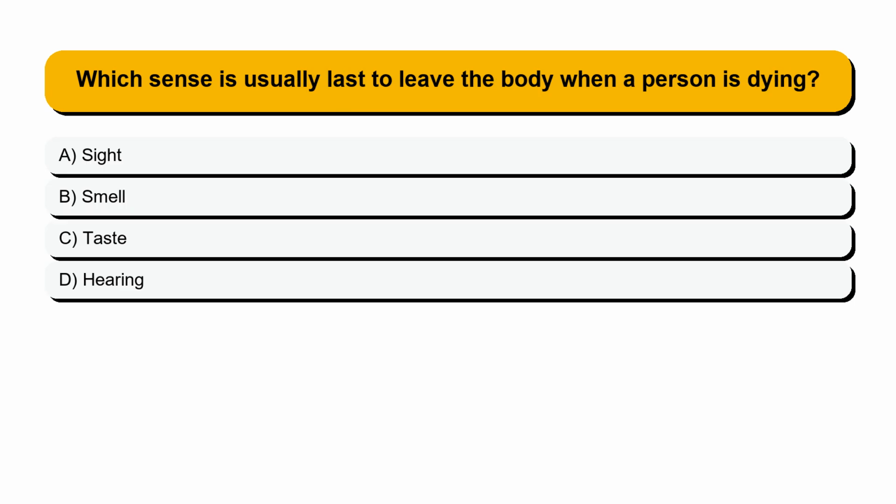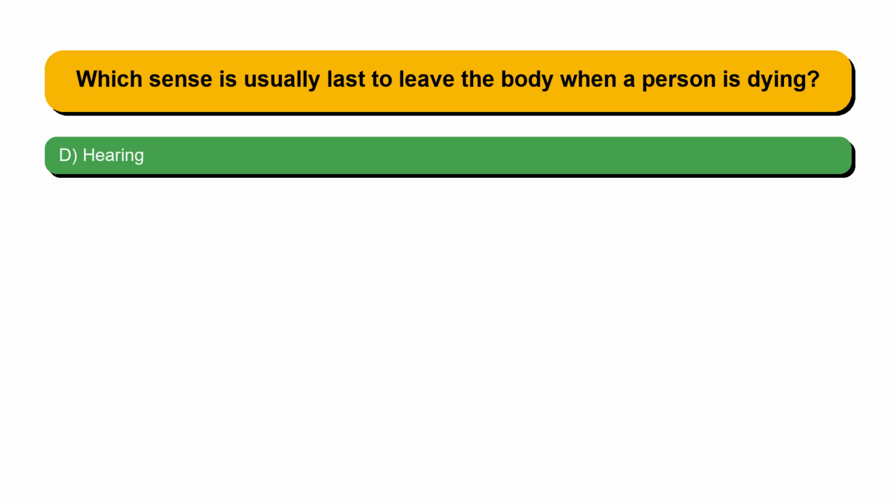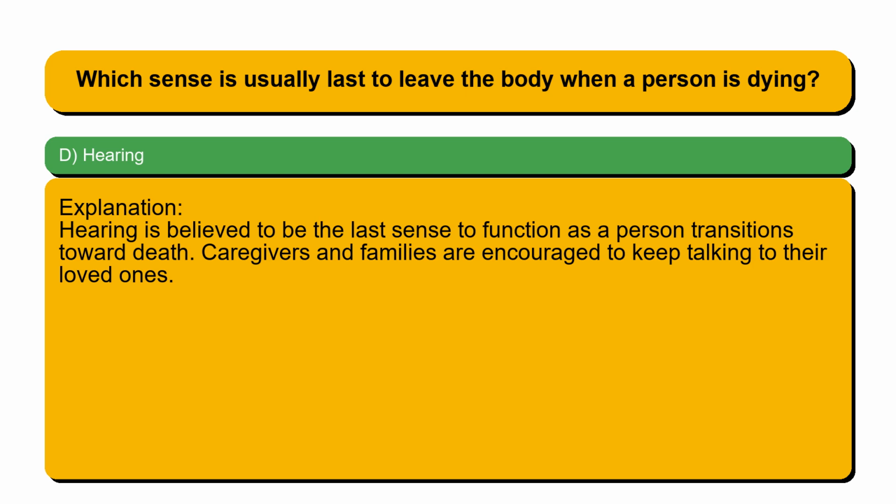Question 33. Which sense is usually last to leave the body when a person is dying? Option A, sight. Option B, smell. Option C, taste. Option D, hearing. The correct answer is option D, hearing. Hearing is believed to be the last sense to function as a person transitions toward death. Caregivers and families are encouraged to keep talking to their loved ones.